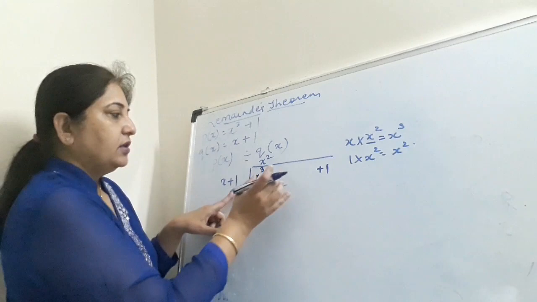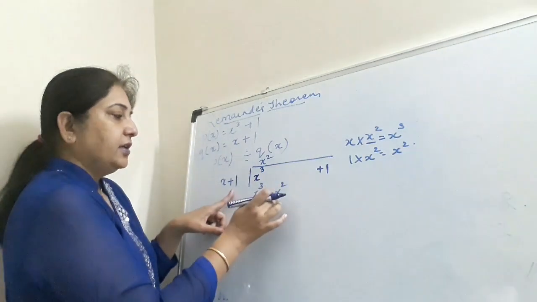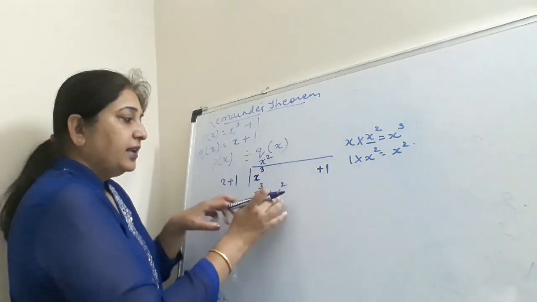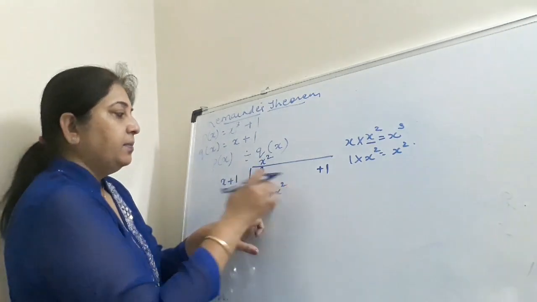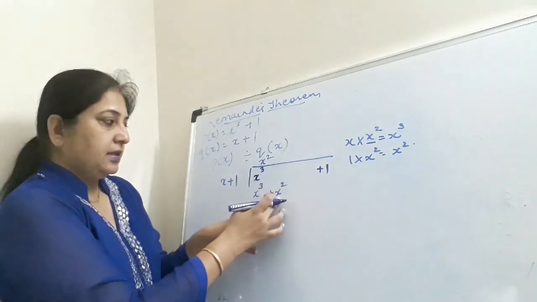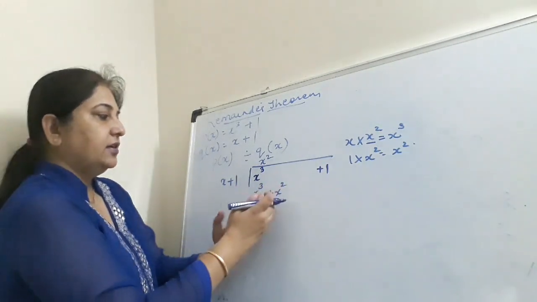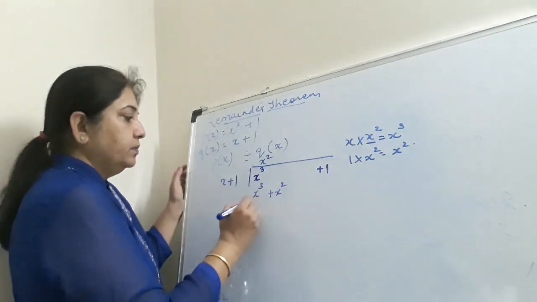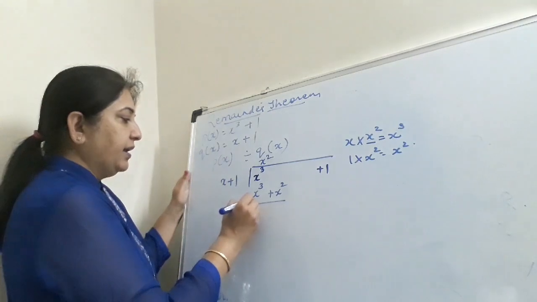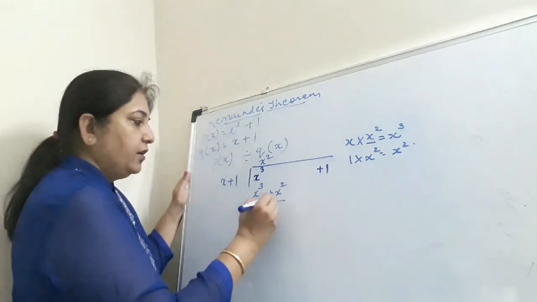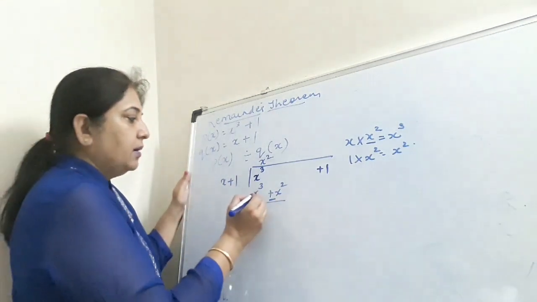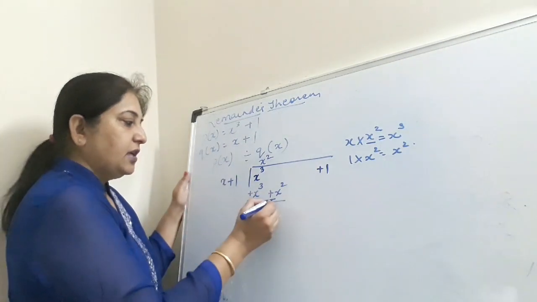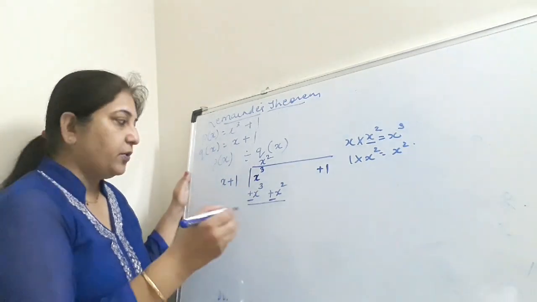Why I left here? Because I know that I don't have any term with x square or x. When I solve this, I will get these terms in the descending power of x, so I need the place. I won't write it here, I will write it here in the proper order. So I write here minus because we are subtracting, and here also I write minus, because minus plus x cube becomes minus x cube, and plus x square becomes now minus x square because we are subtracting.